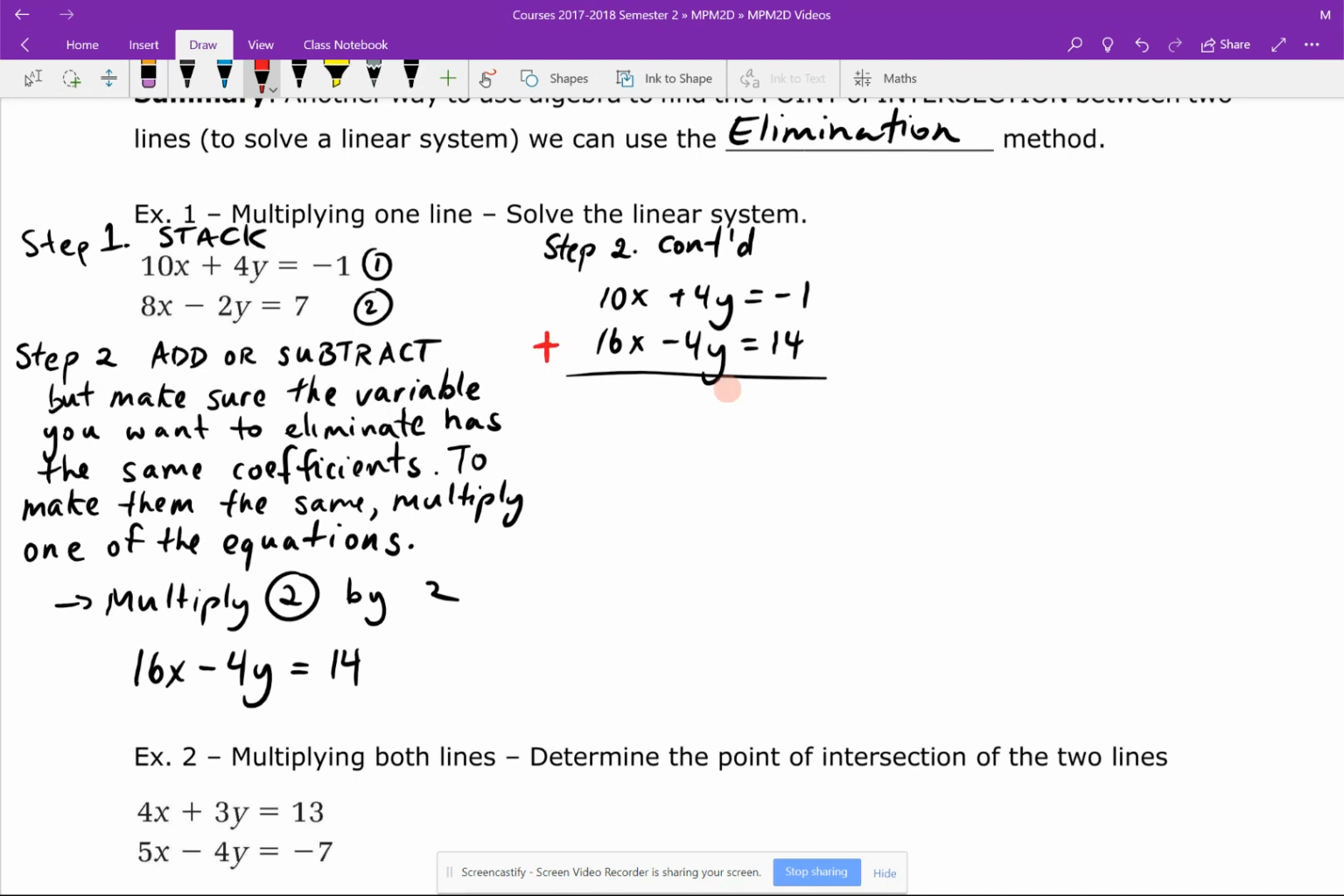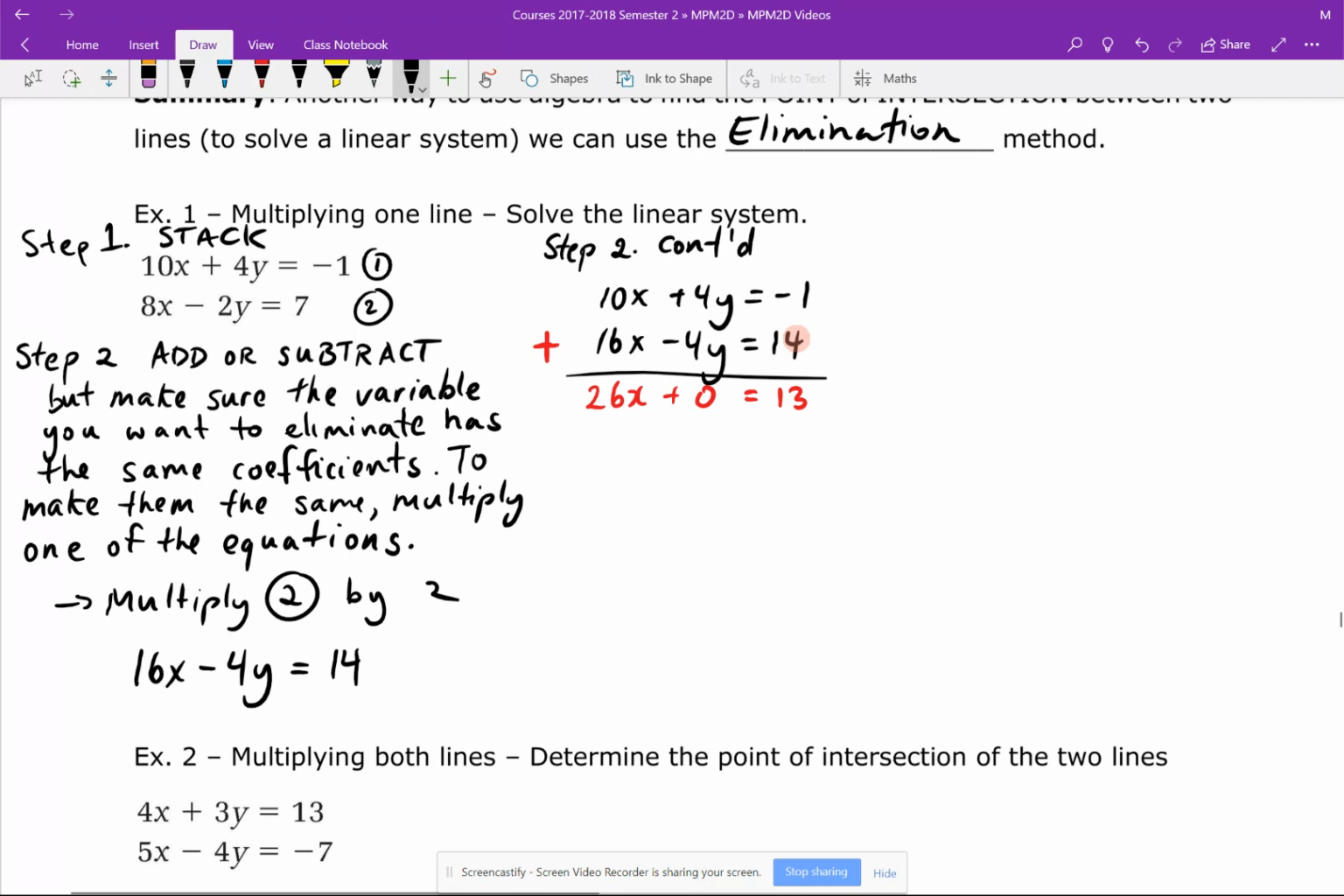So when I add them, I just go like this. 10x plus 16x. So these are lined up. Remember that you have to always line up your terms, your x terms, your y terms, and your constants. So 10x plus 16x is 26x. And then 4y plus the minus 4y gives me 0, because 4 plus negative 4 is 0. So plus 0 equals negative 1 plus 14 is positive 13.